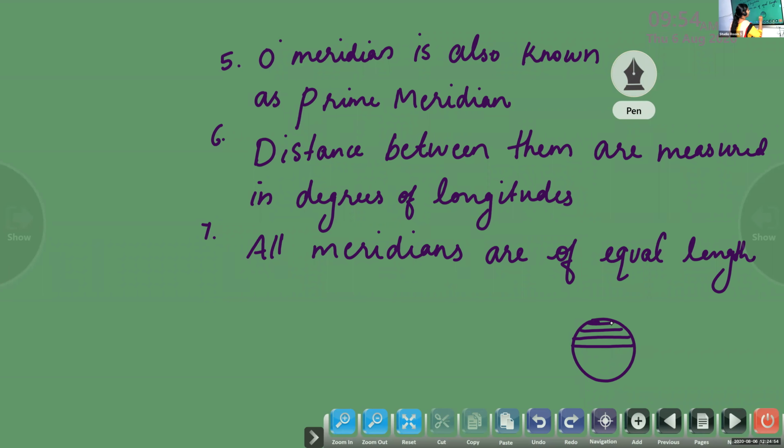When it moves to poles, what will happen? Length is decreasing. See the last one near poles. This is the longest latitude, right? See, this is the longest, the equator. Equator, 0 degree, this is the longest latitude. As it moves towards poles, length is decreasing, right?